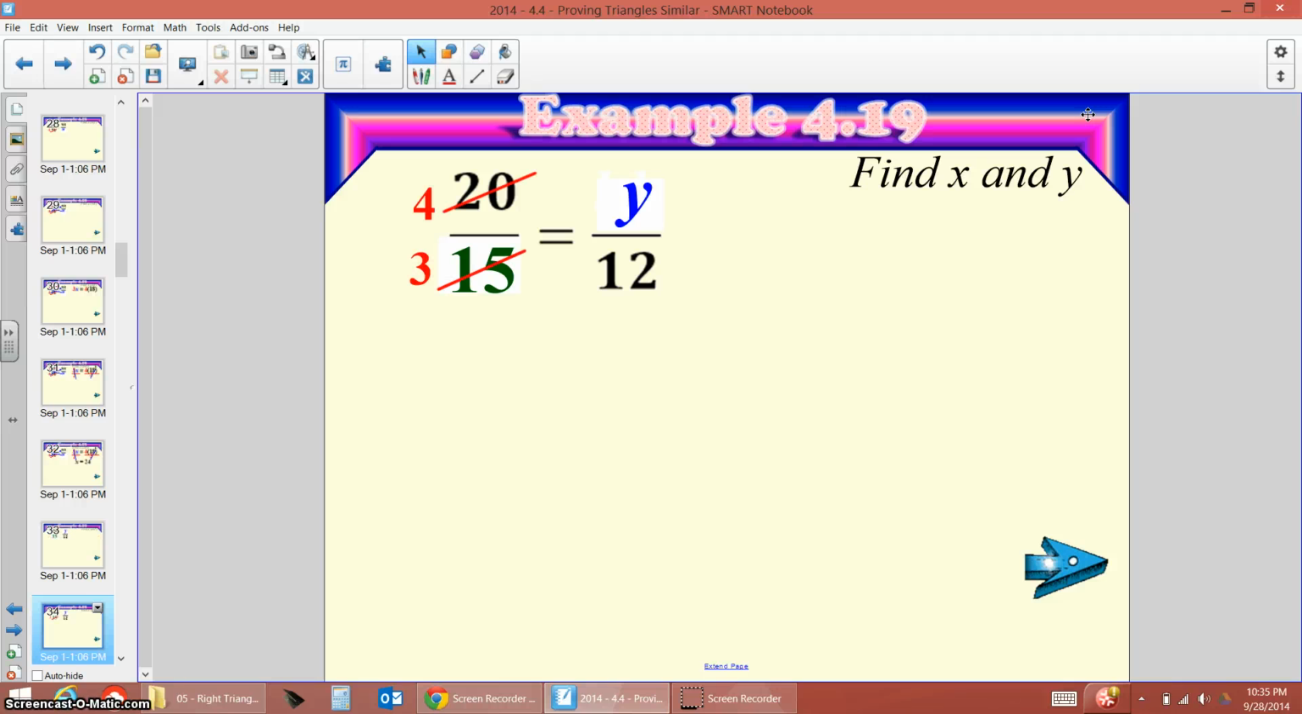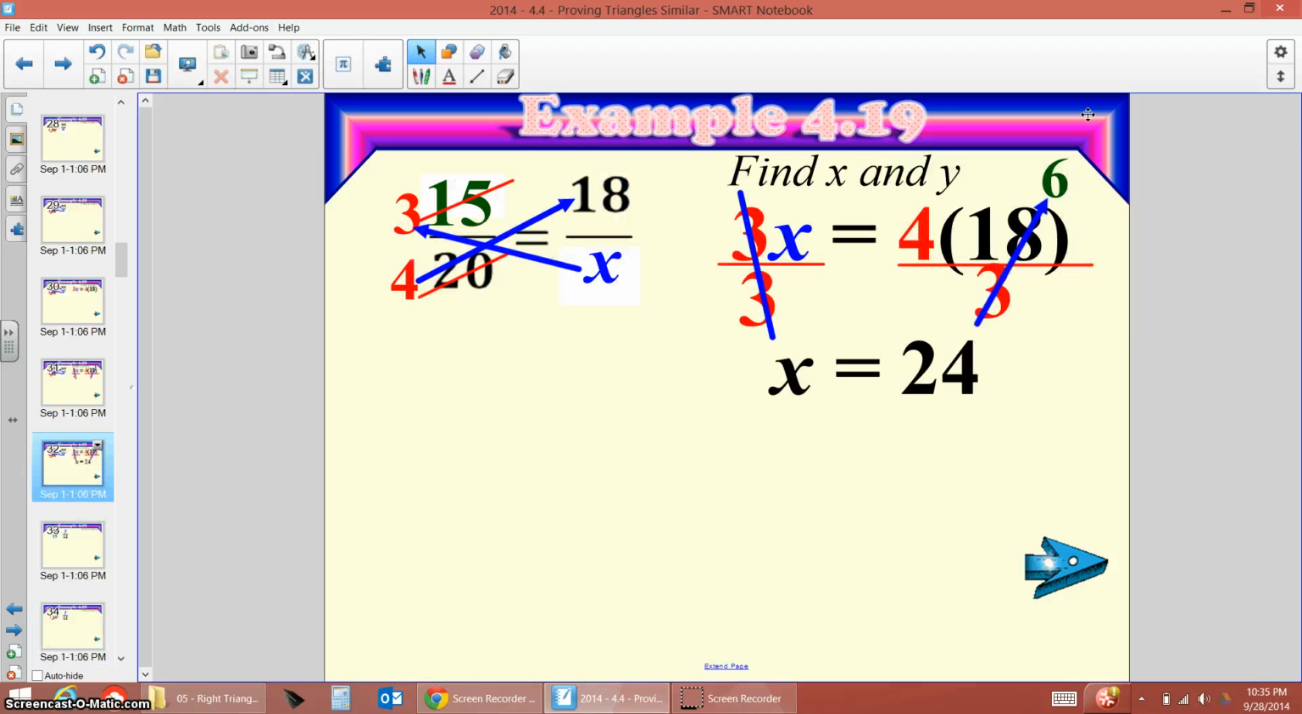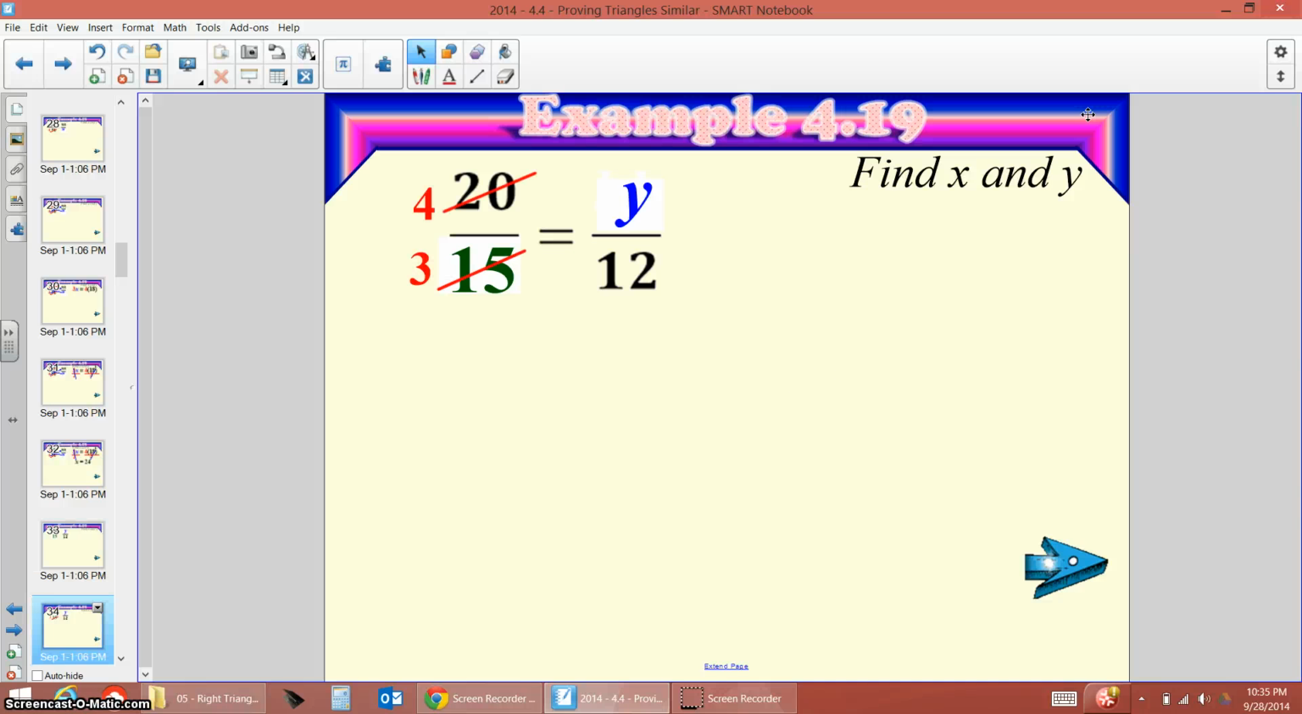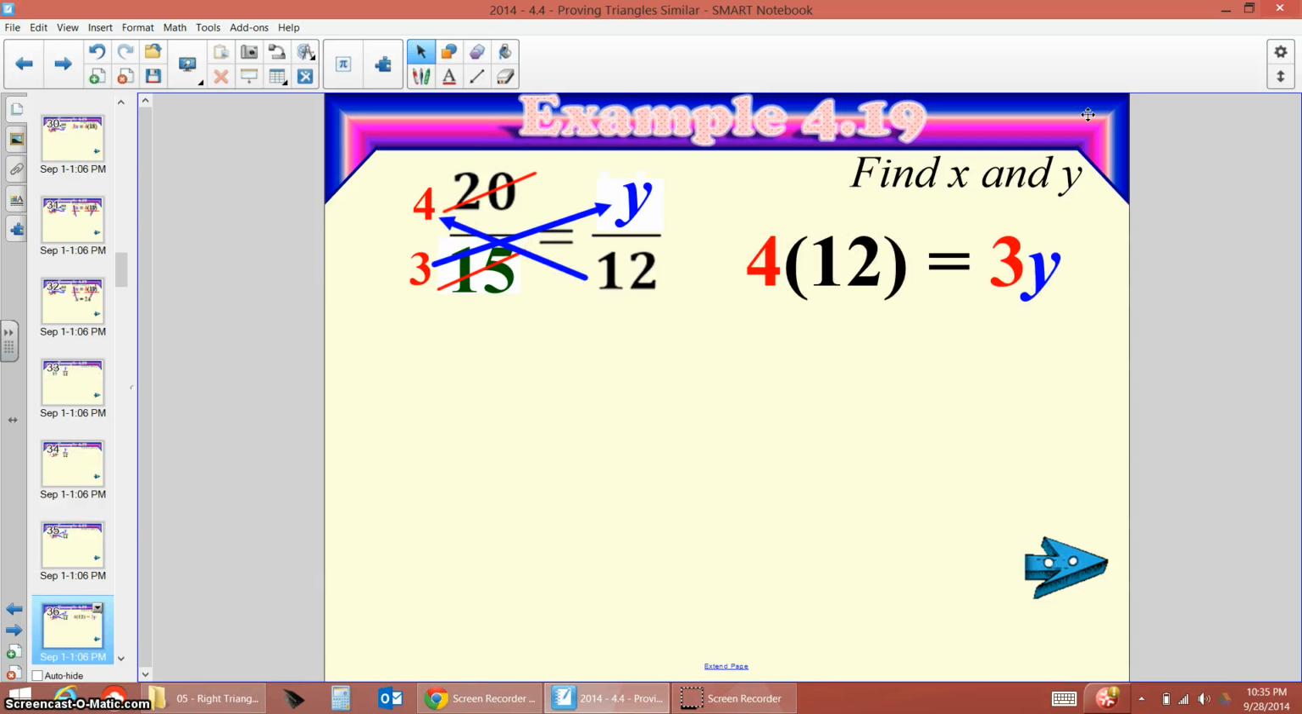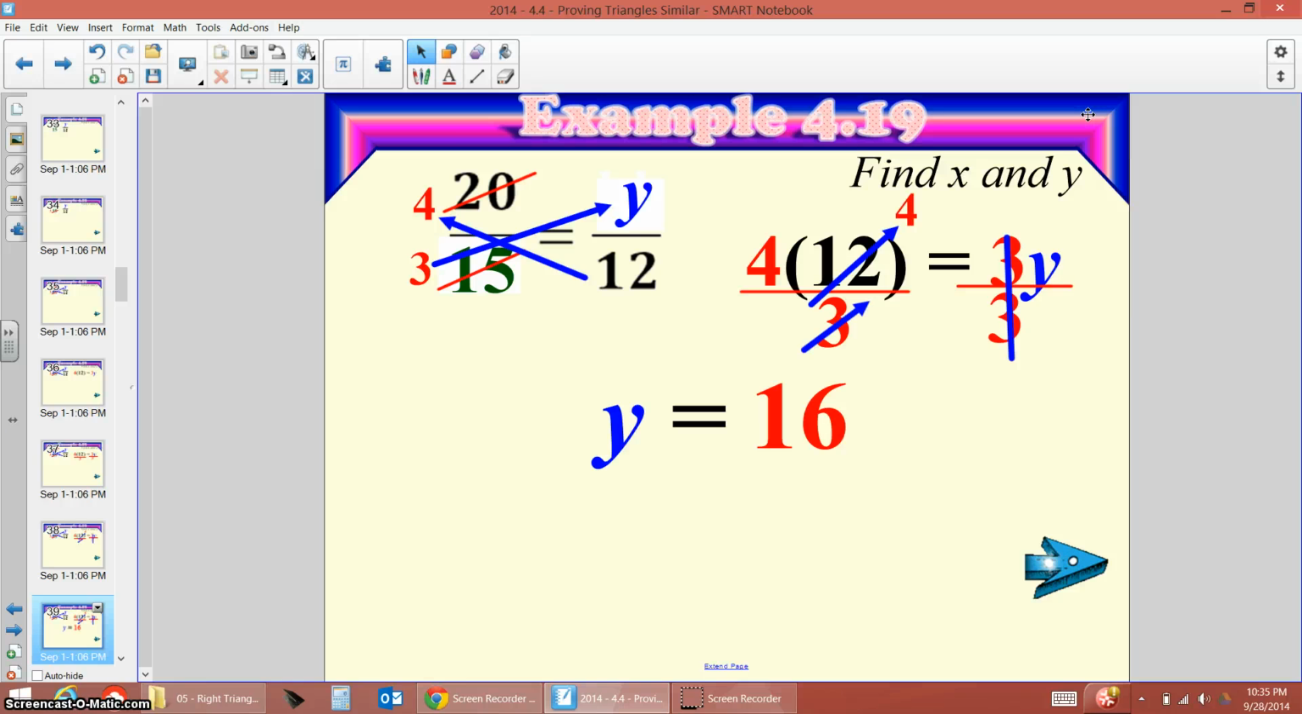Now when we reduce this fraction, it becomes 4/3, as opposed to up here, it was 3/4. We've got the reciprocal going on for the scale factor. Now we do cross multiply, and we end up with 4 times 12 equals 3y. I divide both sides by 3. Well, 12 and 3 divide off to be 4. So I get 4 times 4 is 16, and my answer is 16.